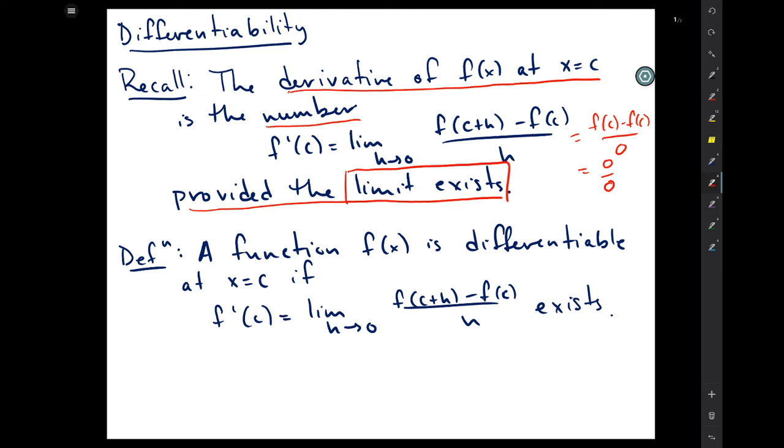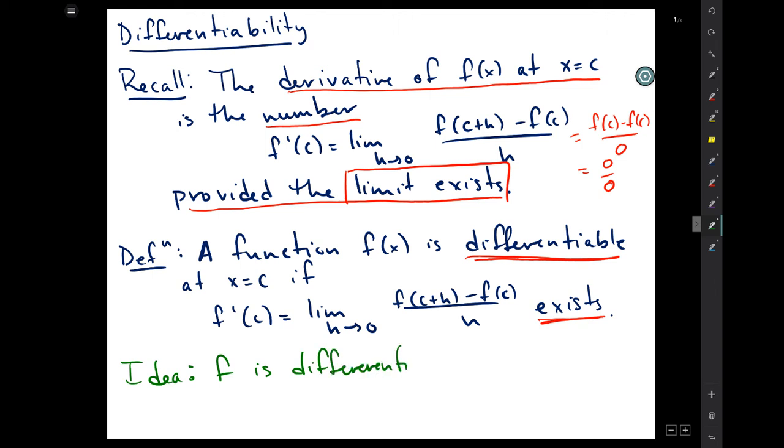So this is what differentiability is. A function is differentiable if this limit that defines our derivative exists. So the idea behind differentiability is that f is differentiable at x equals c if its derivative exists. If its derivative f prime of c exists.